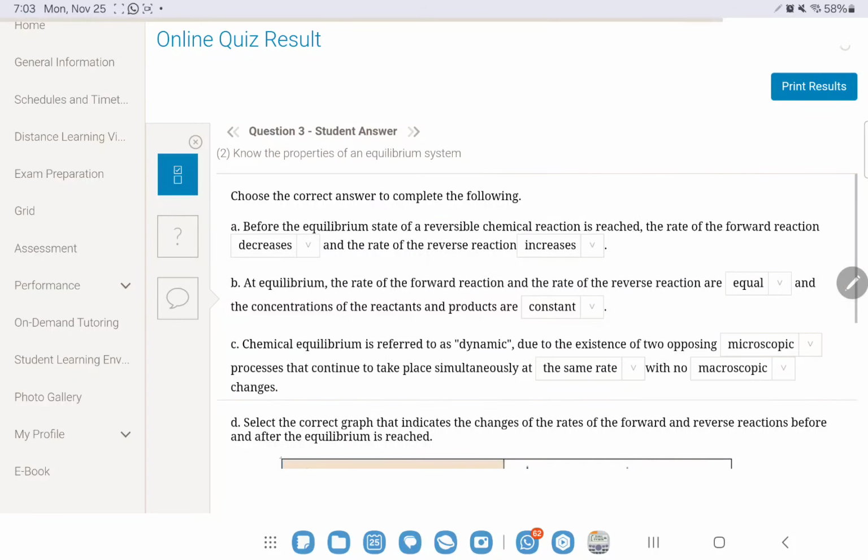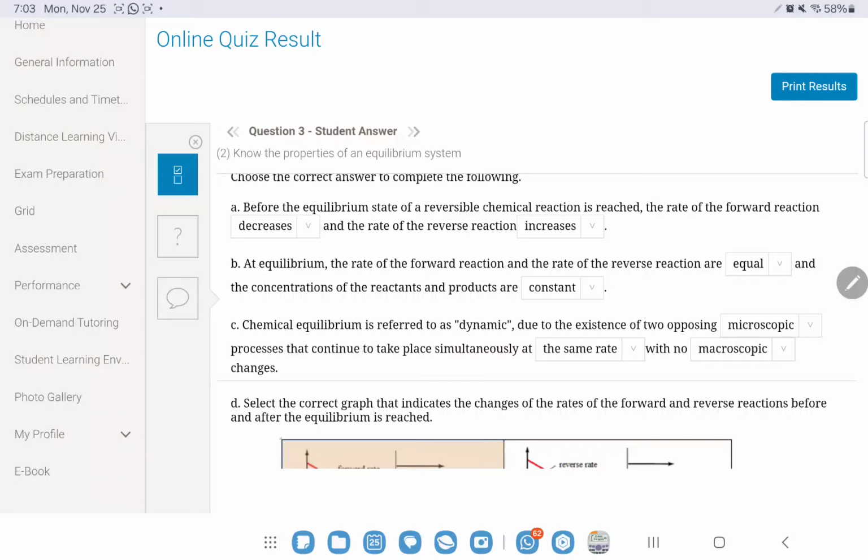Now let's move on. Okay, this is equilibrium. We've taken it a million times. Reversible chemical reactions, rate of forward and rate of backward. So rate of forward will go down, rate of backward will go up, so they can meet at one point called the equilibrium. Reverse increases. At equilibrium, the rate of the forward reaction and reverse reaction are equal and the concentrations are always constant. It's dynamic due to the opposing microscopic processes that take place simultaneously at the same rate with no macroscopic changes. This is how the thing should look like always.